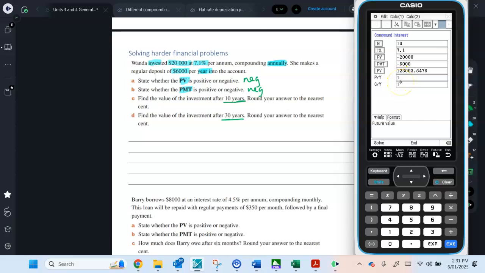All right, you can copy that answer down. So 123,000, and $3.55. So just make sure you're doing it to 2 decimal places and you're rounding correctly.